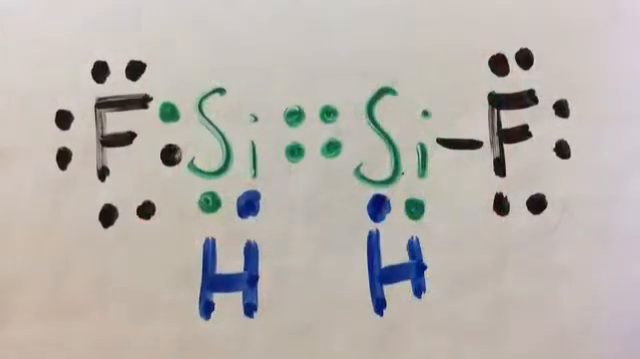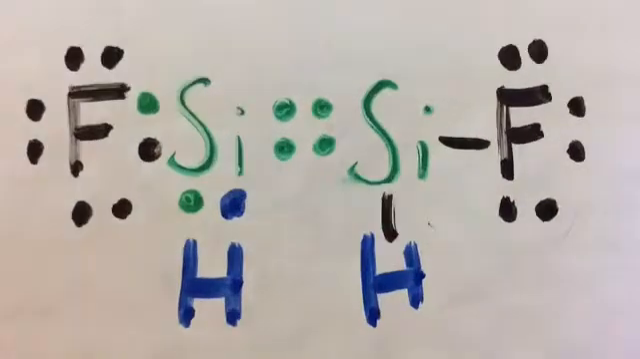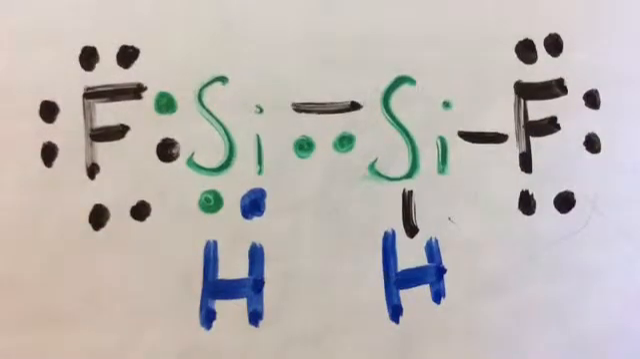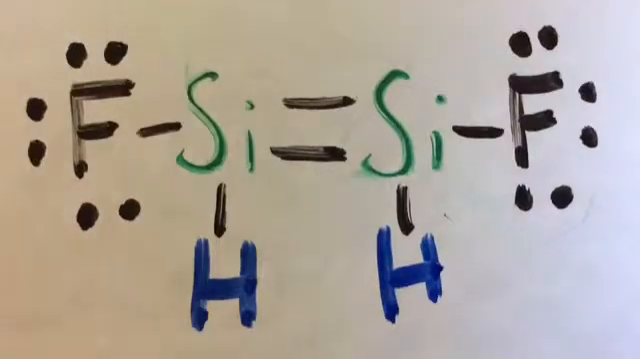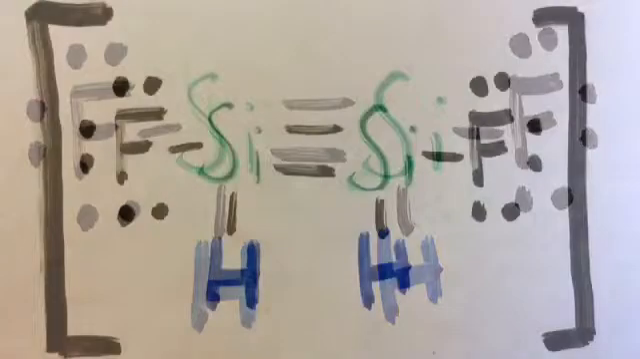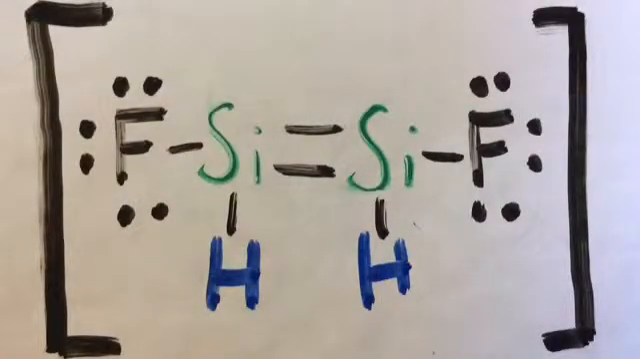To make the Lewis dot structure complete, the shared pairs of electrons have to be replaced with lines that represent the bonds. The last thing to do is add brackets around the entire structure and you are finished.